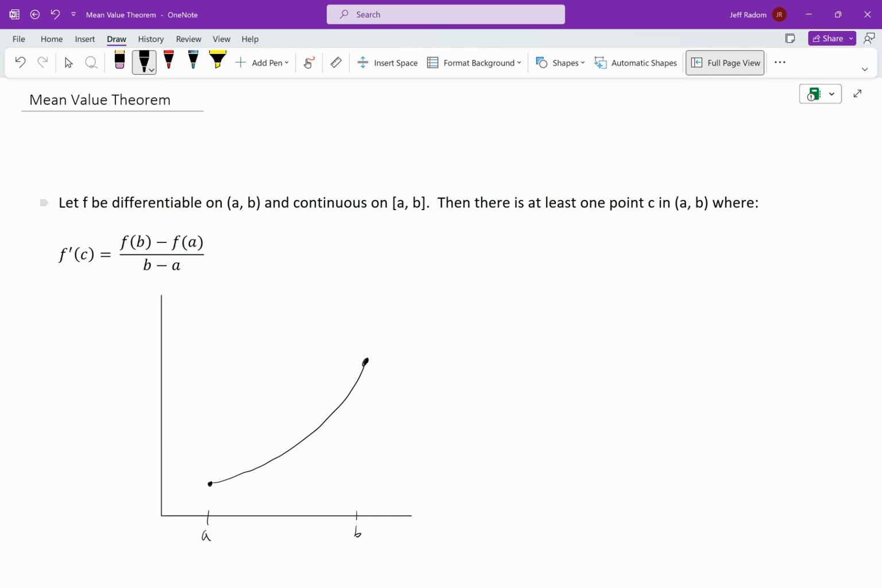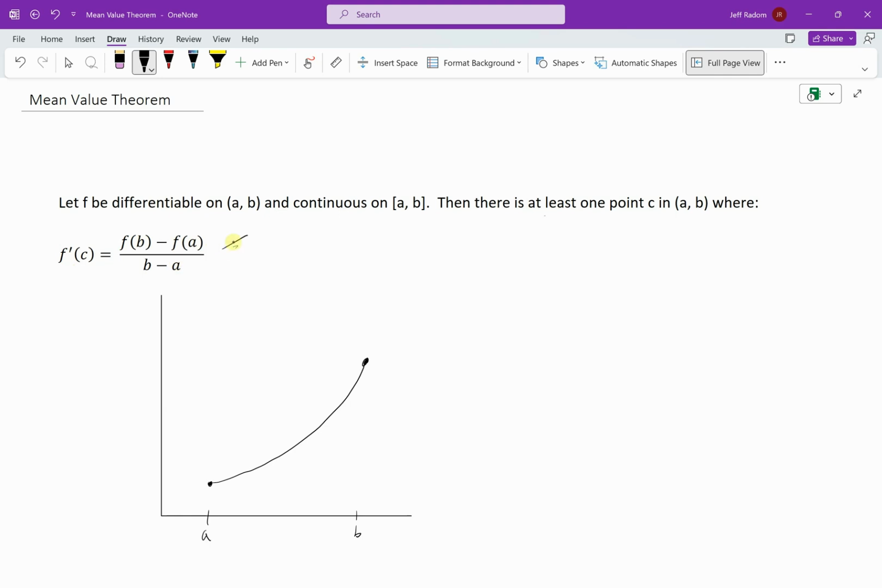Let's take a look at the mean value theorem. The mean value theorem says, let f be differentiable on the open interval (a, b) and continuous on the closed interval [a, b]. So the key thing is we have to have a differentiable function, got to be able to take the derivative at all points, and it needs to be continuous as well. So if we have a differentiable and continuous function, then there is at least one point c between a and b where f prime of c equals f of b minus f of a divided by b minus a.